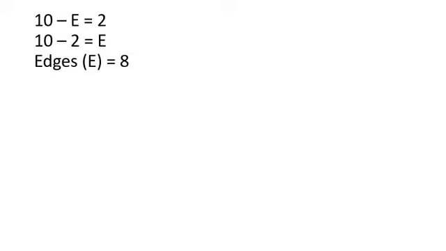So if faces, vertices and edges, any of these three quantities, three unknowns, two are given to you and the third one you can easily find out using Euler's formula, because Euler's formula defines the relationship between faces, vertices and edges.